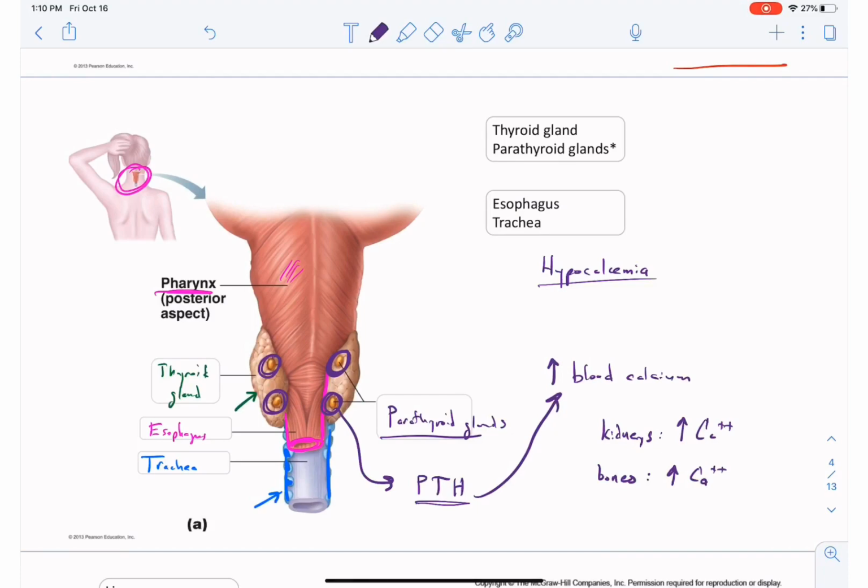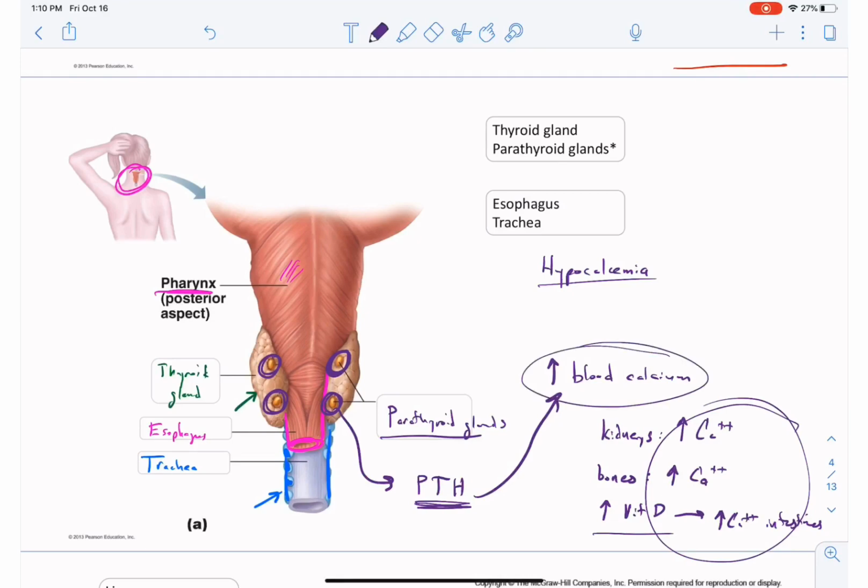And lastly, what it's going to do is it's going to increase the activation of vitamin D. And vitamin D is also important in blood calcium. It acts on the intestines and causes increased calcium reabsorption from the small intestine. And so those are the 3 different mechanisms that parathyroid hormone is going to use to help raise blood calcium levels.